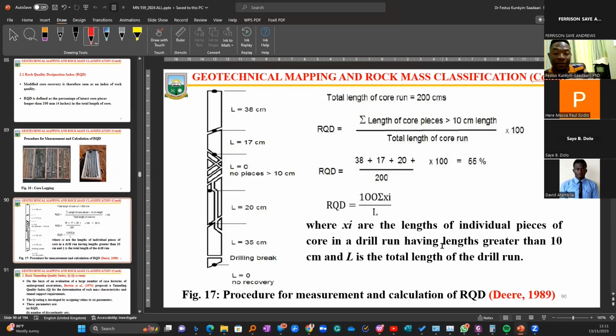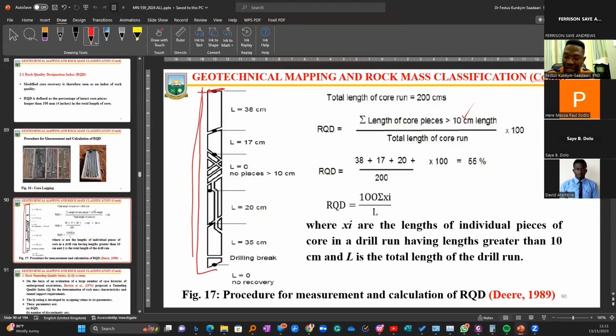And how do I determine that? He says that I should check the entire length of the core sample that was drilled, and any piece greater than 10 centimeters should be considered. If it is less than 10 centimeters, I should ignore. Okay, so length of core pieces greater than 10 centimeters.